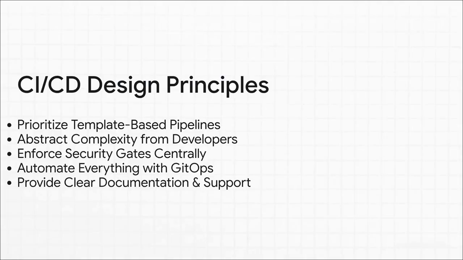So let's just boil this all down. What are the key design principles for building a truly world-class CI/CD platform? First, build everything around templates. You have to ensure consistency. Second, abstract away the complexity from developers. Third, enforce security centrally so it is never an afterthought. Fourth, automate everything you possibly can with GitOps. And finally, and this is maybe the most important one, invest in clear documentation and support. Because even the most brilliant platform is going to fail if people don't know how to use it.